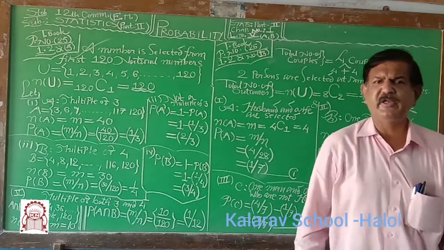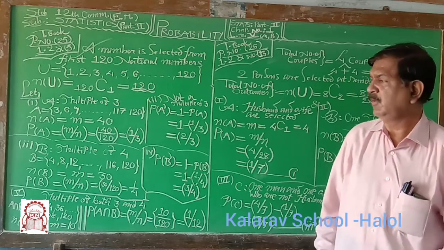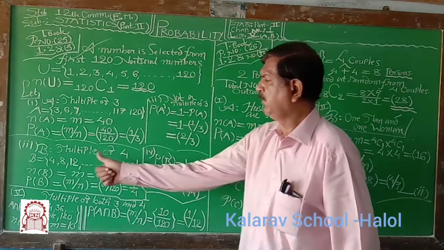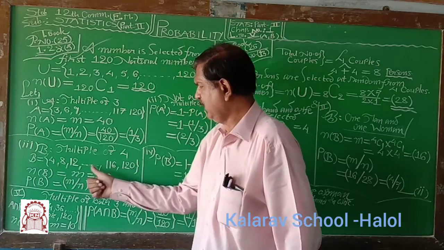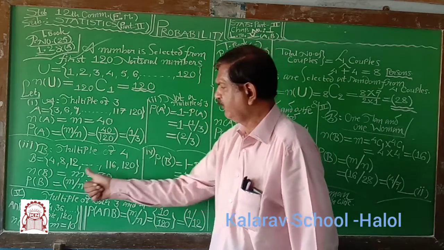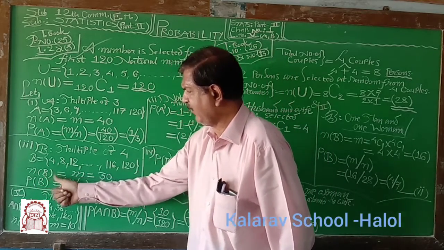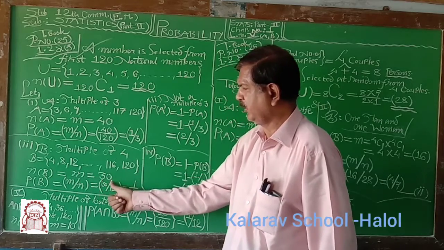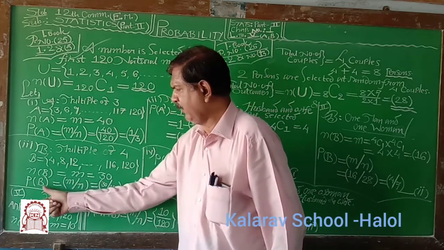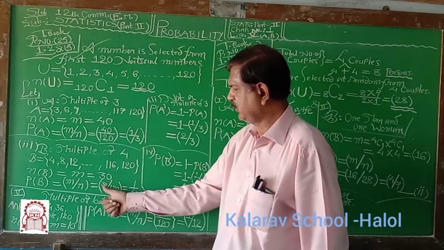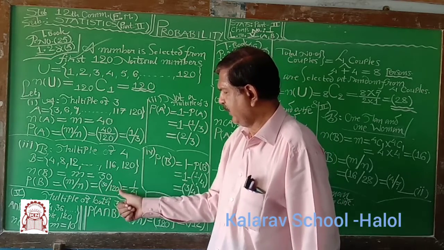Next event, third event, multiple of 4. The multiples of 4 are 4, 8, 12, up to 116, 120. It means the number of elements in B, the favorable outcomes in B, is 30. And therefore, probability of B, m by n, 30 by 120, means 1 upon 4.